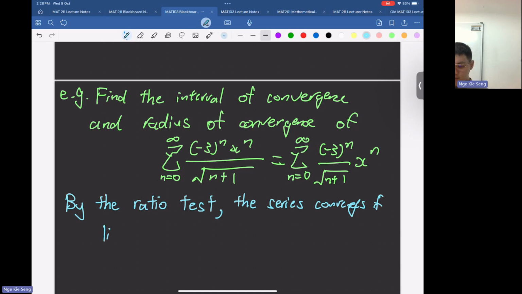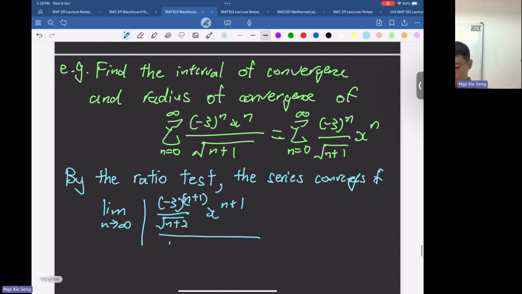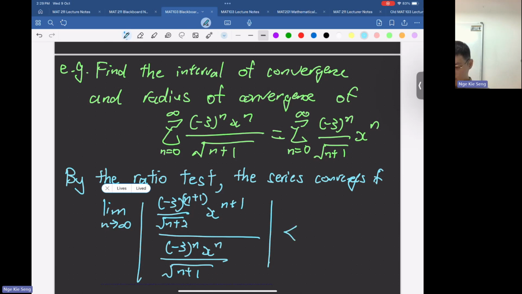If you can make sure that you have the ratio test condition. Okay, so you want to make sure that your a_{n+1}, you need to include your monomial in. So you will have (n+2)^{n+1} times x^{n+1} over (-3)^n x^n over square root of n+1 here. Okay, you want to make sure that this limit here is less than 1.